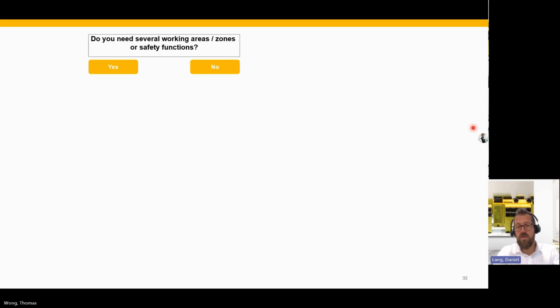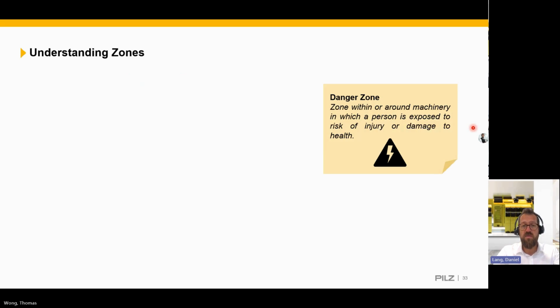One of the first questions is, do you need several working areas, working zones, or which safety function? If we can answer this, we at first have to understand the zones. So what is a danger zone? A danger zone is a zone in or around a machinery in which a person is exposed to a risk of injury or damage to health.